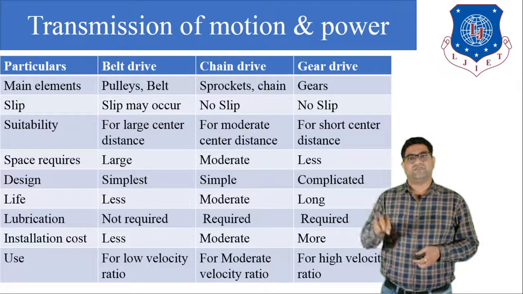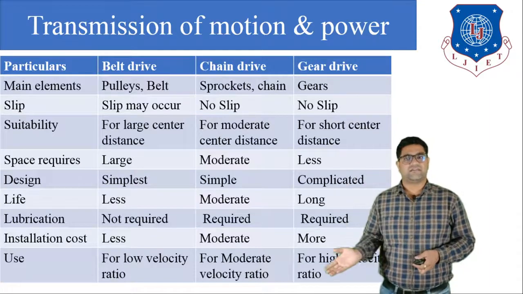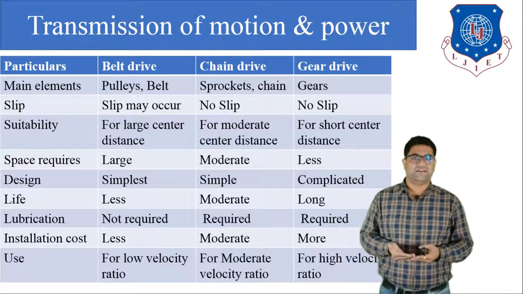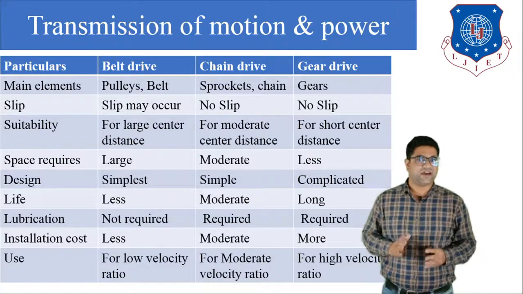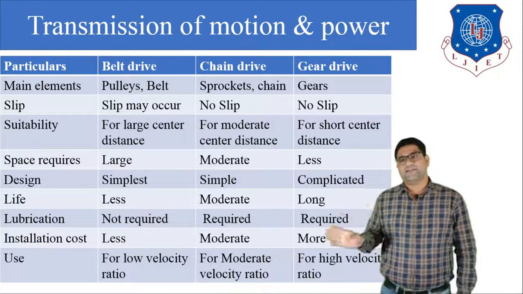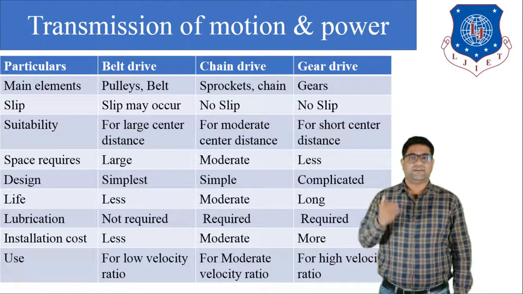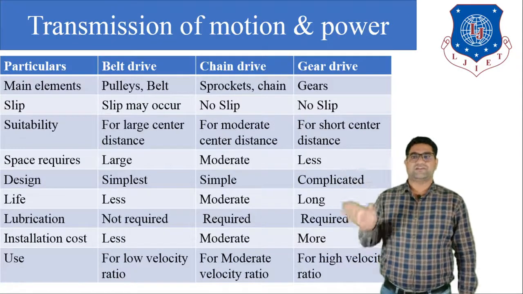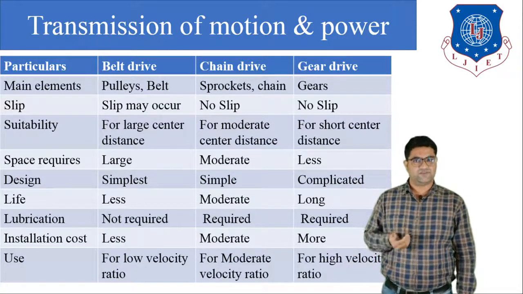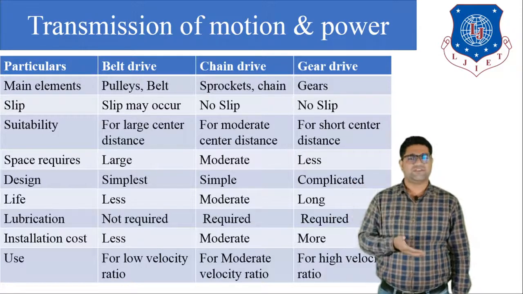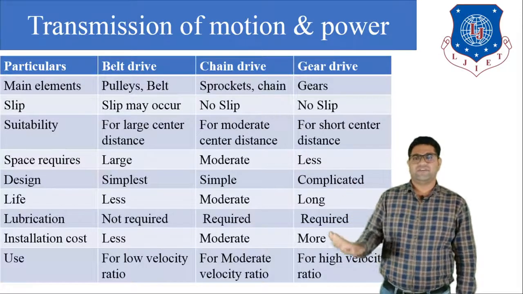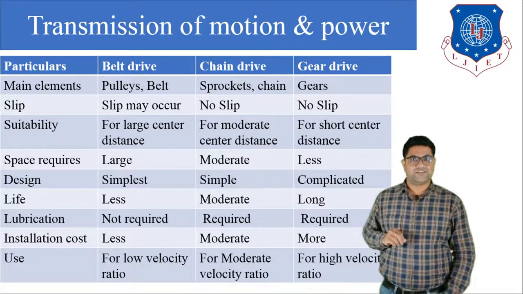In the chain drive, the installation cost is higher compared to the belt drive, and in the gear drive, the installation cost is very high. Our last parameter is the use. Where it is used? The belt drive is generally used for the low velocity ratio, because here there is a chance of slip and creep. So generally we use belt drive for the low velocity ratio.